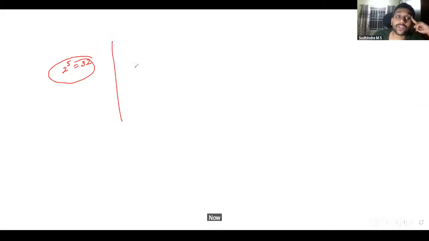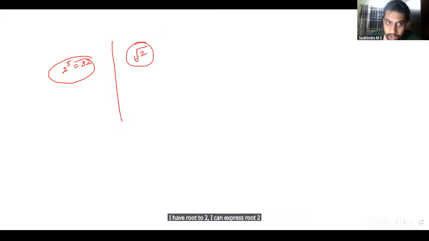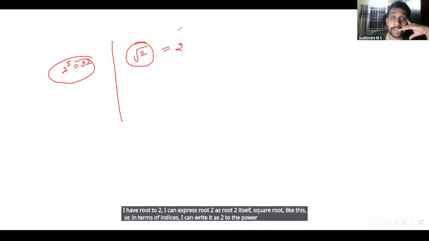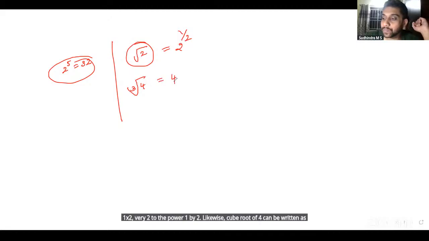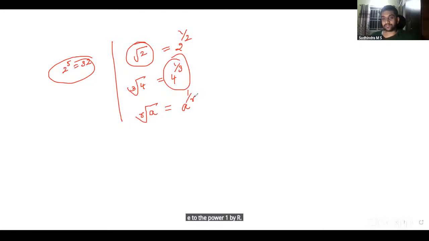Now, we can also represent certain things. Let's say root 2. I can express root 2 as square root of 2, or in terms of indices, I can write it as 2 to the power 1 by 2. Likewise, cube root of 4 can be written as 4 to the power 1 by 3. Everyone understanding? The rth root of a is a to the power 1 by r.